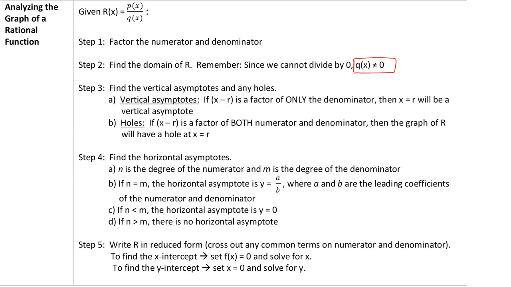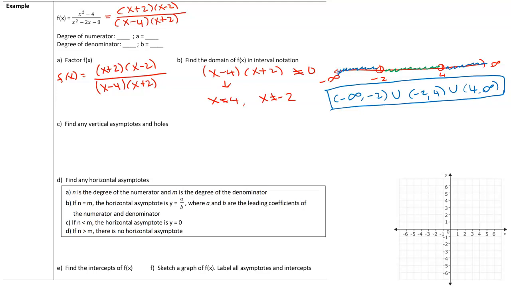Now, what does that mean? Let's take a look at our factors. And here we're specifically looking at the factors of the denominator. So to find the vertical asymptotes, we're going to focus on the denominator, which is x minus 4 and x plus 2. Now, x minus 4 is only a factor of the denominator. And let me write that down. x minus 4 is only a factor of the denominator.